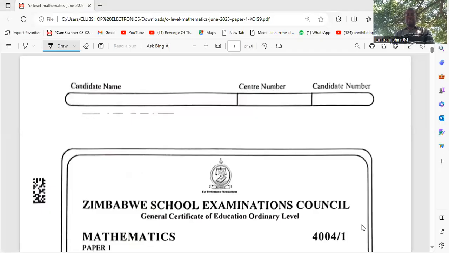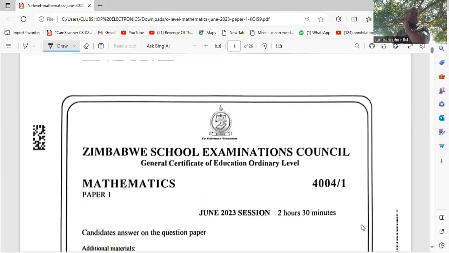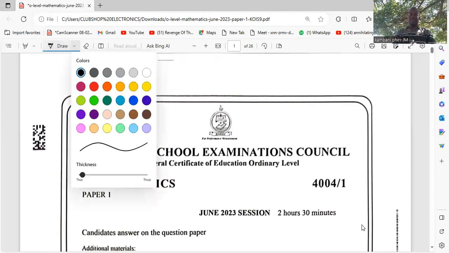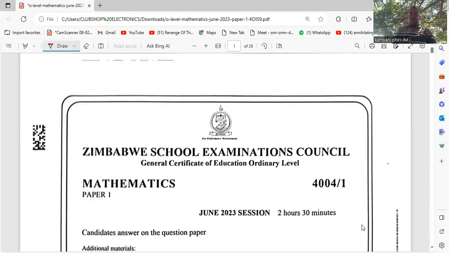All right, this is the paper we are talking about. The Zimbabwe School Examinations Council, General Certificate of Examination, Ordinary Level of June 2023 session. That is paper 1. So if you are watching this for the first time, I would encourage you to check for the other questions, question 1 to question 8. There are videos for that. There are videos for all the questions, so you can check and be helped.